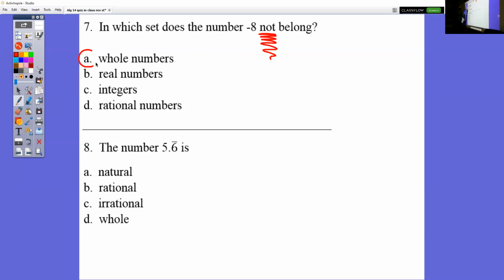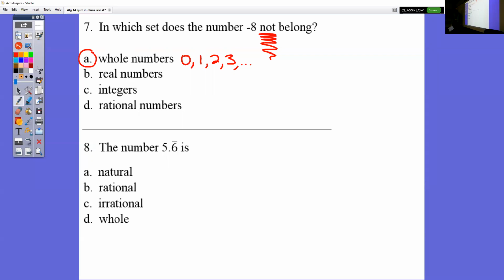-8 is not included in whole numbers because whole numbers start with 0 and keep on going. So -8, negative numbers are not in whole numbers. -8 is in real numbers, it is an integer, and it is a rational number.